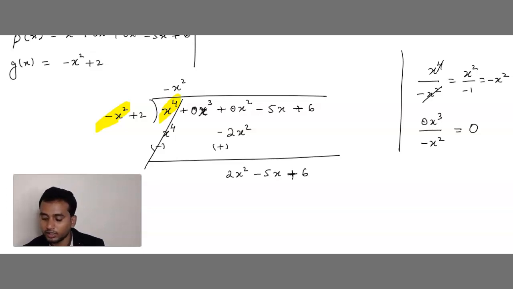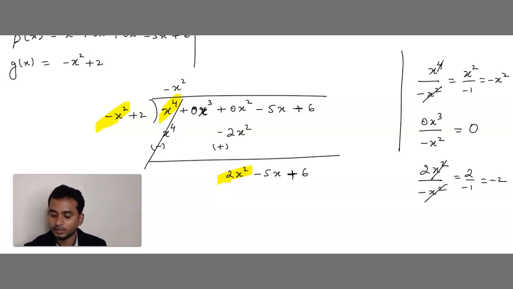Now what is left out here? First term. What is the first term? 2x square. Next, what we write? 2x square by minus x square. This x square will cancel. So what is left out? 2 by minus 1. That's nothing but minus 2. I'll write that minus 2 here. Now minus into minus plus, x square into 2 is 2x square. Plus into minus is minus, 2 2s are 4. That is minus 4. It comes here.